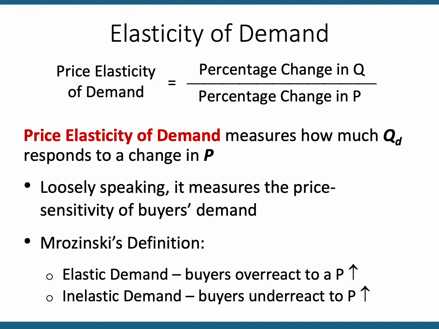Suppose that the price of the product goes up by 10%. You would expect that an appropriate response on the part of buyers would be for the quantity demanded to go down by 10%. But if the price goes up by 10% and the quantity demanded goes down by 20%, you would say that buyers overreacted to that price increase. If that's the case for a product, that product has elastic demand. The price elasticity of demand for that product is elastic.